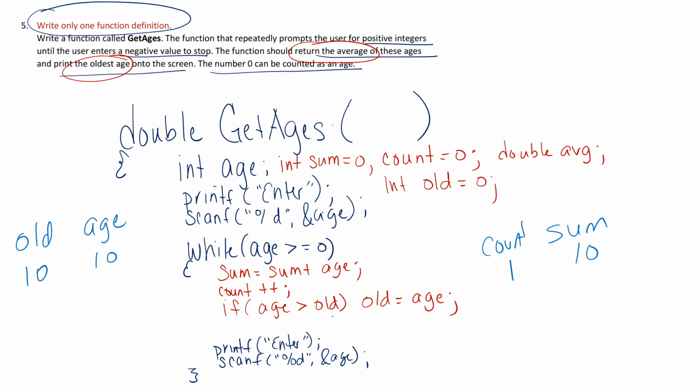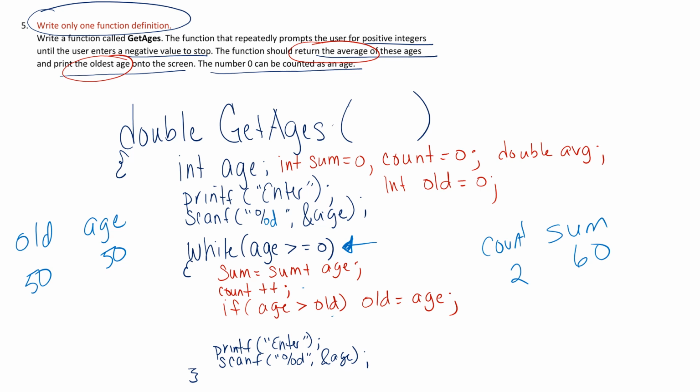This time they enter, oops, that's a %d. This time they enter 50. So I'm going to come here. 50 is greater than 0. Yes, it is. I'm going to add 50 plus 10. So now my new sum is going to become 60. My count is going to become right here, 2. I'm going to check, is 50 greater than, oh, I forgot to put age here, 50. Is 50 greater than 10? Yes, it is. So now old is going to change to 50. So it's going to keep doing this until the user enters a negative number. Eventually the user is going to enter a negative number, which will stop this loop.